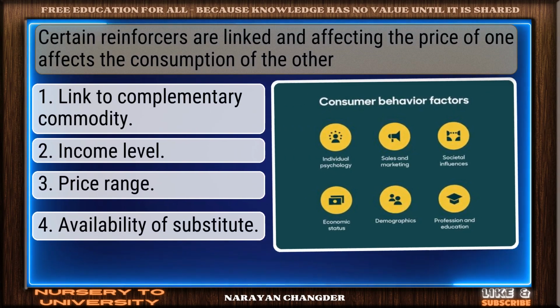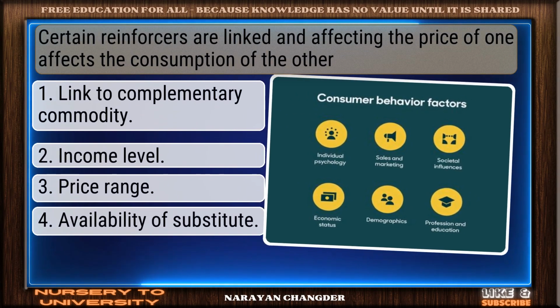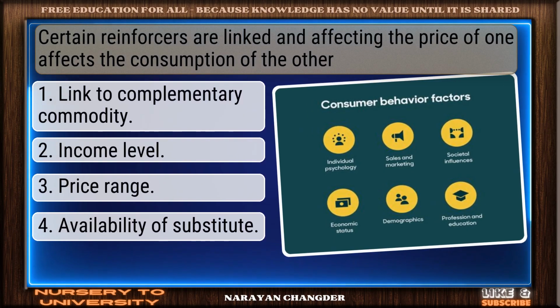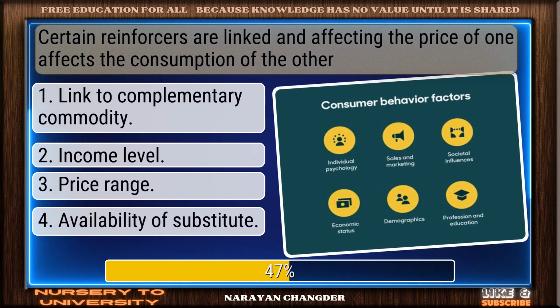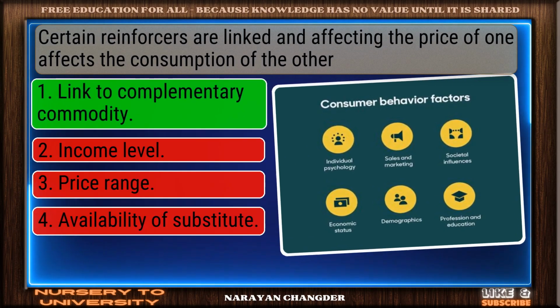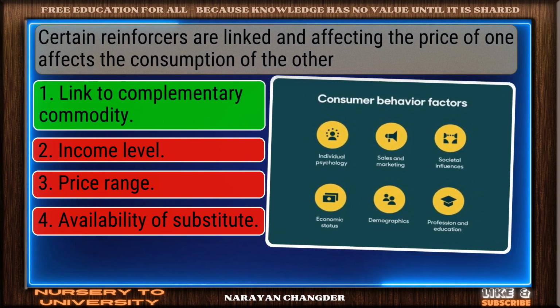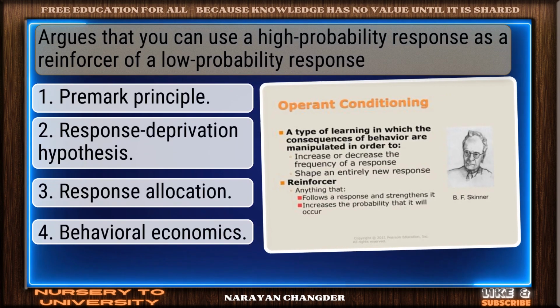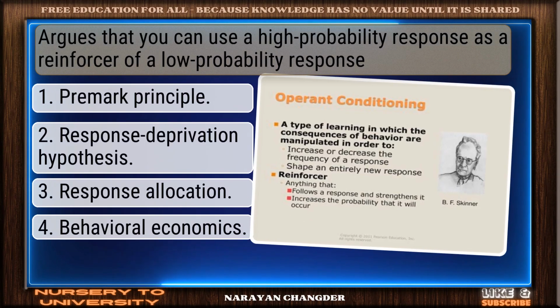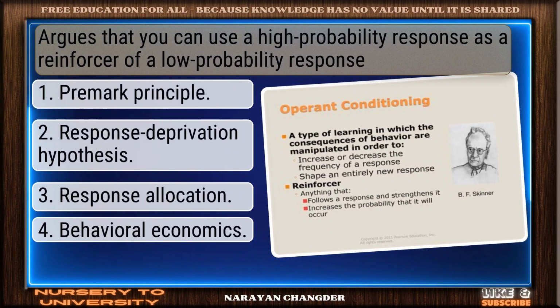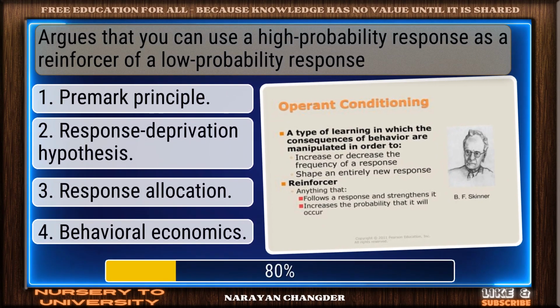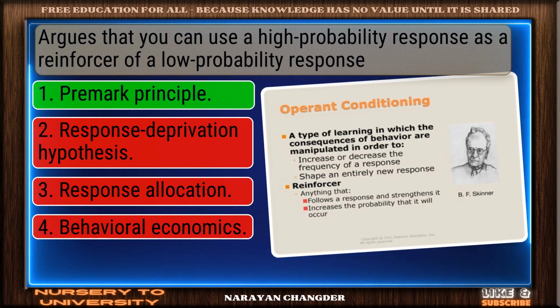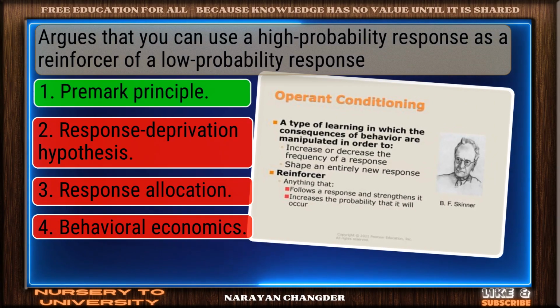Certain reinforcers are linked, and affecting the price of one affects the consumption of the other. Right again. Linked to complementary commodity is a valid answer. Argues that you can use a high probability response as a reinforcer of a low probability response. Smart pick. Primark principle is the correct choice.